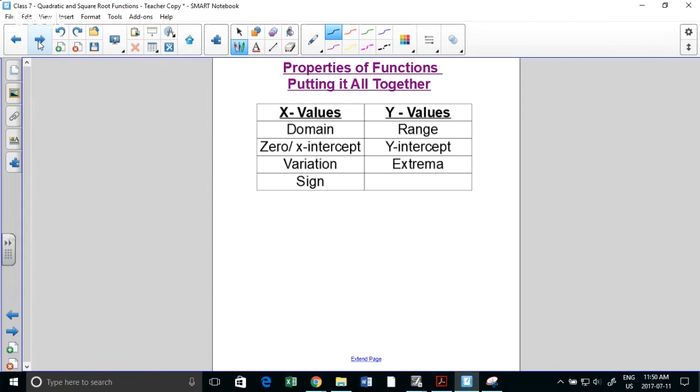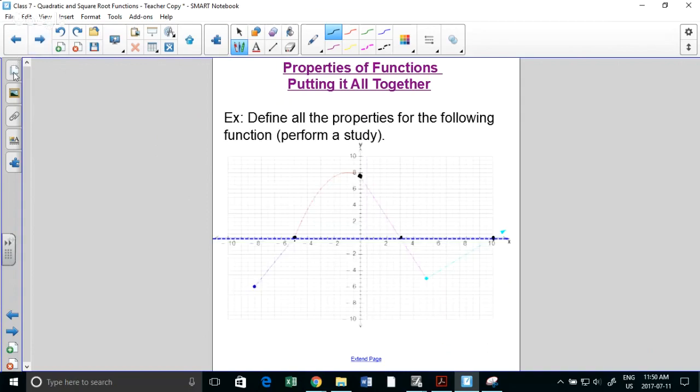So for the range, it's the possible y values. For the y-intercept, you give the y-intercept. For the extrema, you give either the max or the min y. Okay? So that's properties of functions. You could take a minute to try to define the properties of this function, or there's one on the handout for today that you can take a look at as well.